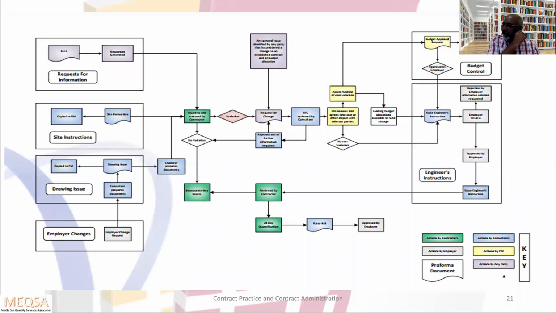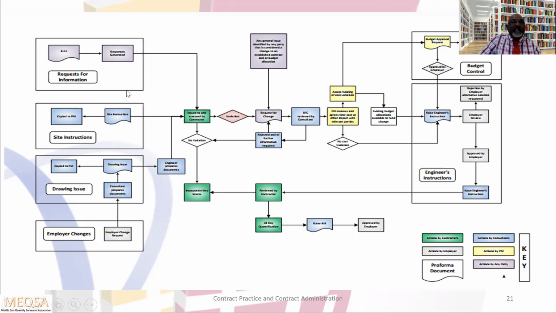Otherwise, if the engineer wants to give any variation, internally the engineer and employer will discuss it and get the budget control approval. Immediately they will issue the engineering instruction, and once the contractor receives it, he will give the notice as per the contract and submit all the evidence and supporting documents. This is the general change management procedure, but you have to be familiar with the change management procedure as per your contract.